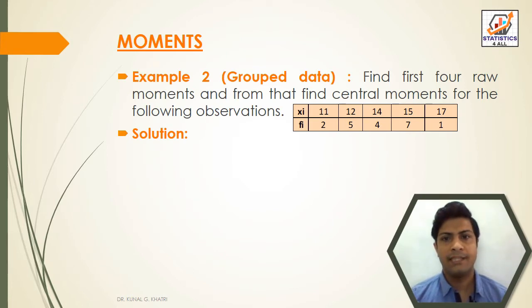Example 2, group data. Find first four raw moments and from those find central moments for the following observation. Xi: 11, 12, 14, 15, 17 and Fi, frequency: 2, 5, 4, 7, 1 given.